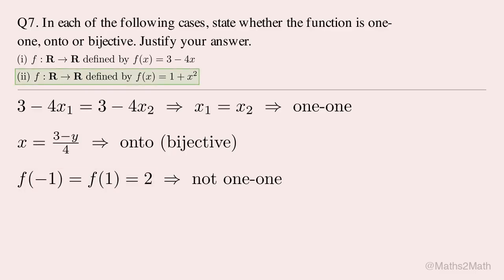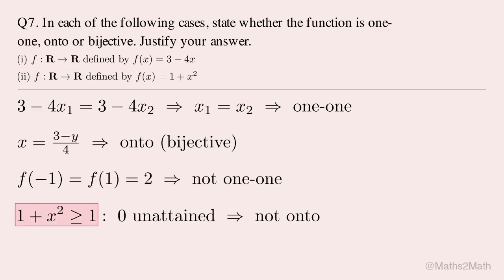Part 2, the parabola. -1 and 1 both give 2, so not one-to-one. And outputs never dip below 1, so 0 is unattained. Not onto, so part 2 is neither.